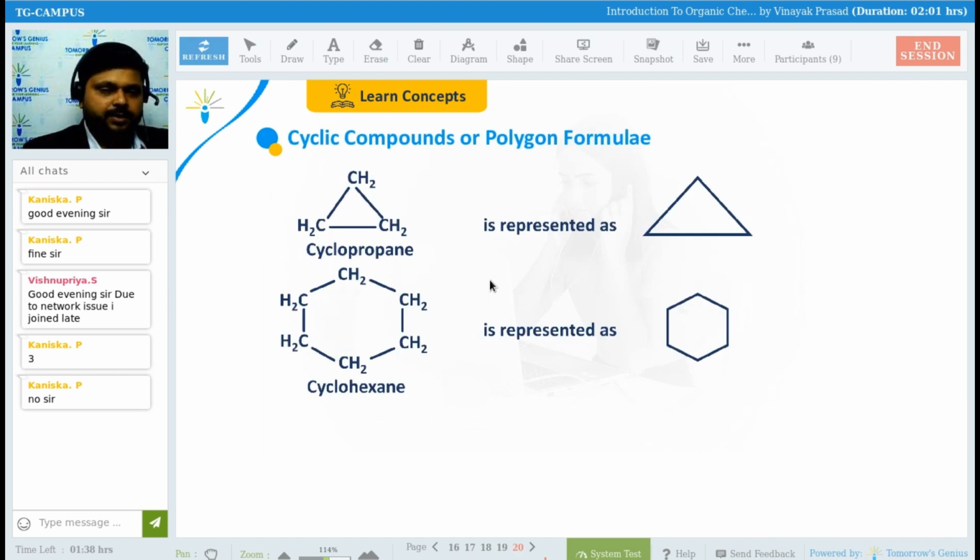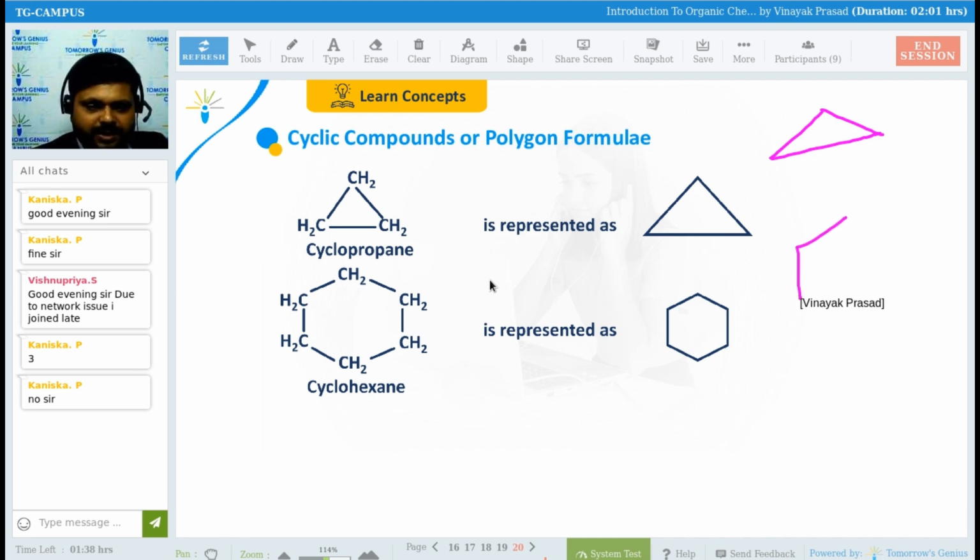Now, these are cyclic compounds, or you can say polygon formulas. Polygon means there will always be a closed structure. A cyclic structure will always have a closed figure. This triangle is also a closed figure. This pentagon is also a closed figure. This hexagon is also a closed figure.